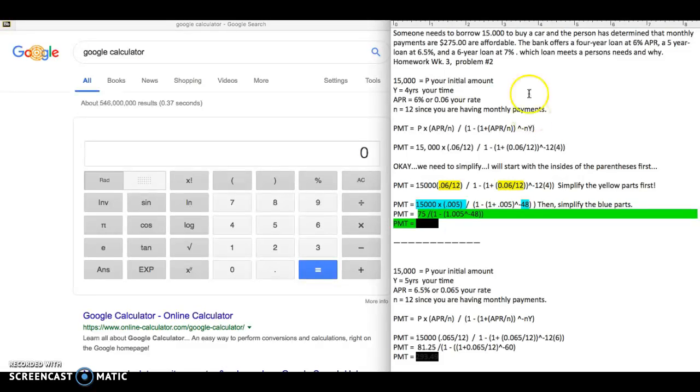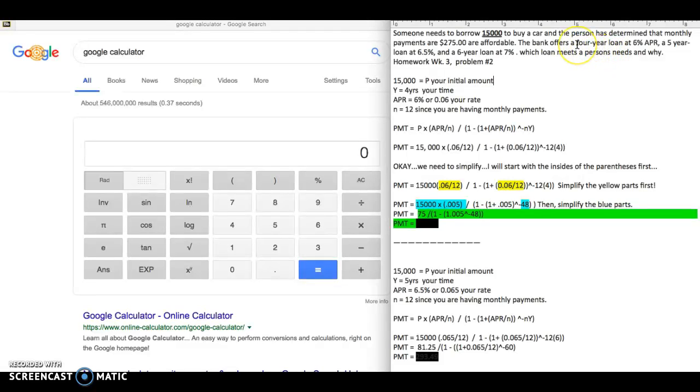So when you are looking at these APR formulas, you first have to note your numbers. So 15,000 is the amount of money that the car is going to cost. And a person has determined that monthly payments are $275, that I can afford $275 a month. I can't afford $400, I can't afford $600, but I can afford $275. So let's figure out if one of these loan offers will work.